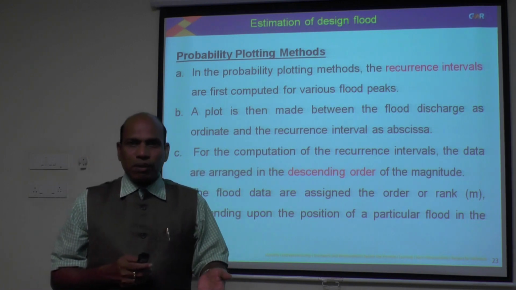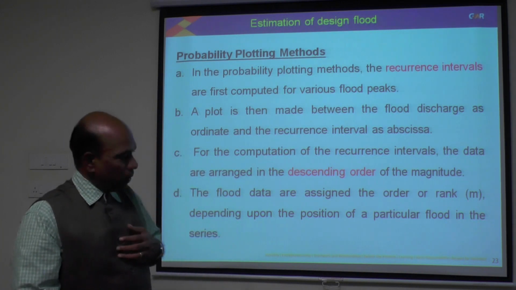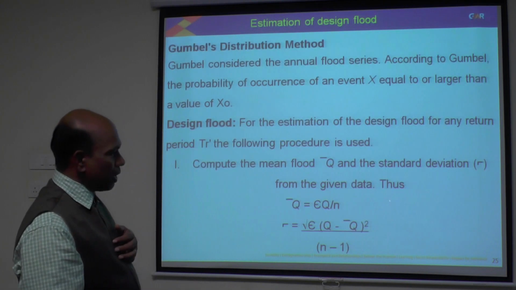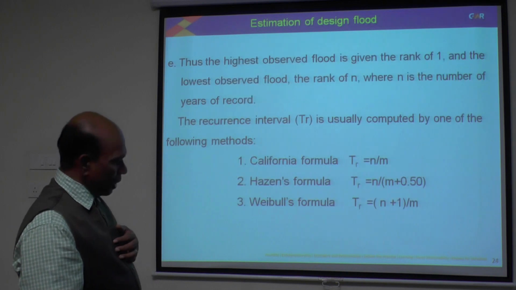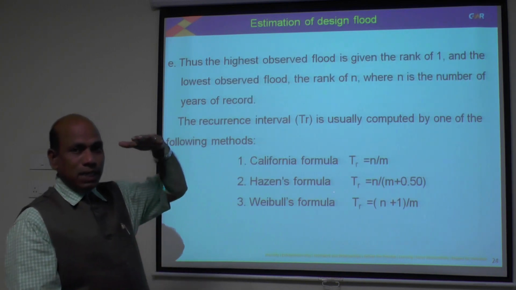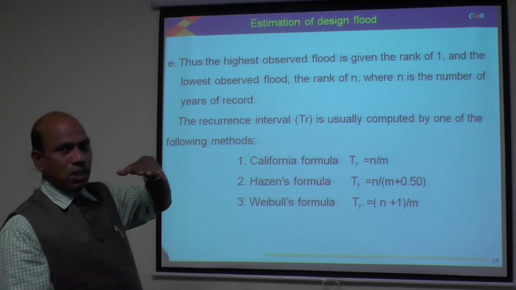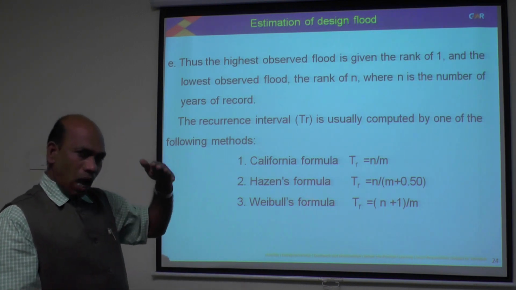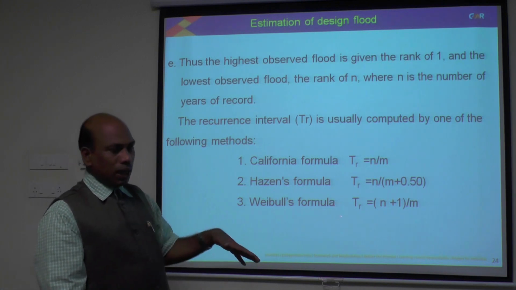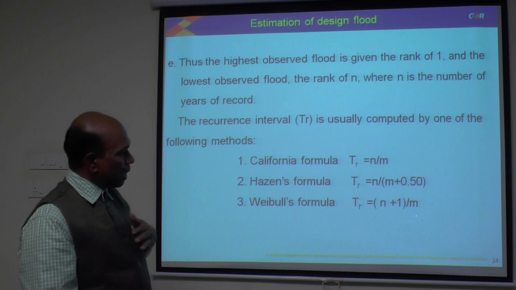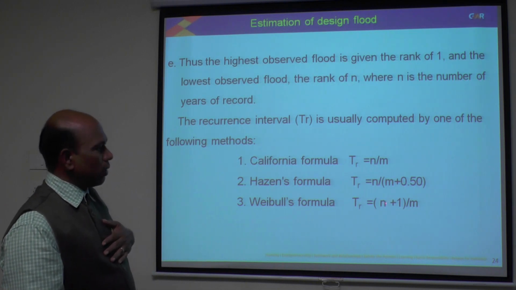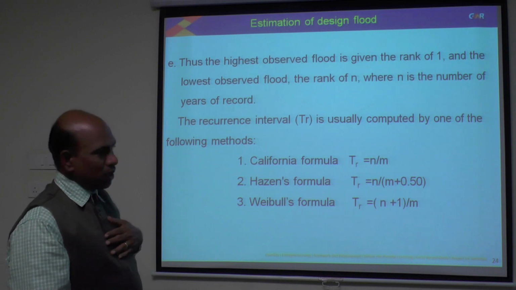Then we determine the recurrence interval. Here N is the number of years of data available. M is the rank: the top peak discharge has rank 1, the next discharge rank 2, the next rank 3, up to the last number. For example, if we have 20 years of data, the last reading has rank 20. Here N is fixed and the variable parameter is the rank.